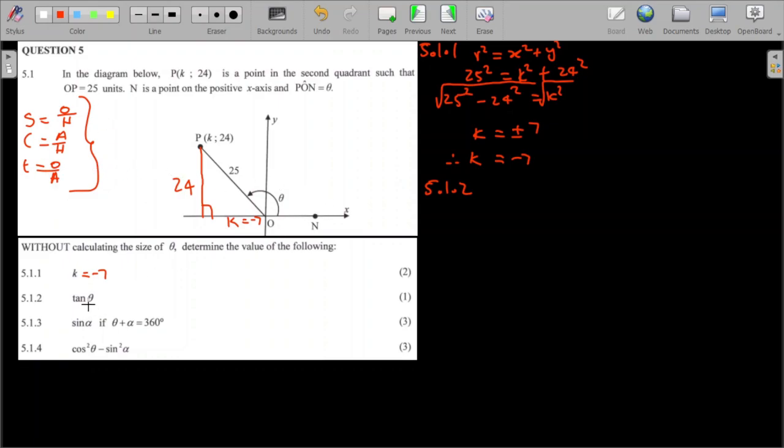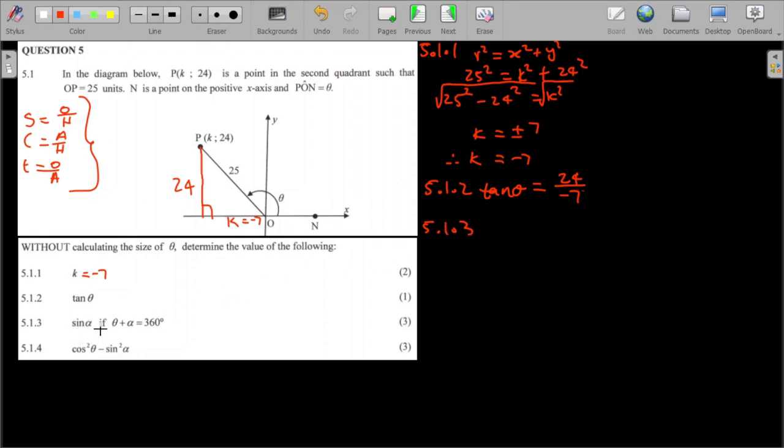So tan theta that we're looking for, we know tan is opposite over adjacent. So tan theta, opposite over adjacent, is going to be 24 all over 25. That is opposite over hypotenuse, that is wrong. Opposite over adjacent, which is 24 over negative 7.